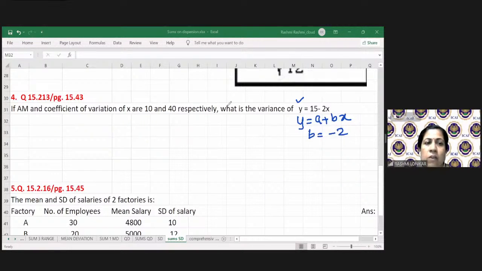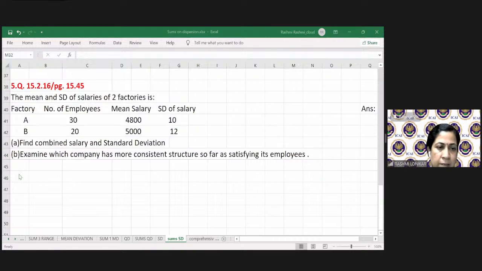Okay, so here all you have to do is find, you must know the CV formula, you must know the change of base and change of origin, and you must know that variance is standard deviation square. Okay, so now let us do this. Find the combined mean.